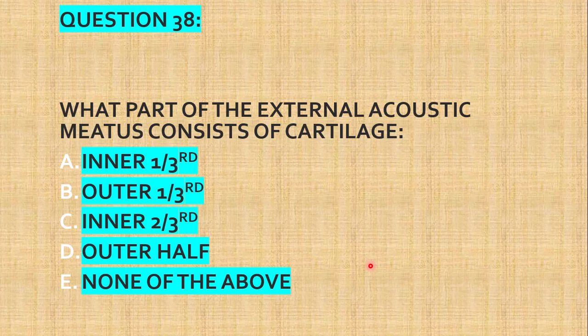Question 38. What part of the external acoustic meatus consists of cartilage? A. Inner one-third. B. Outer one-third. C. Inner two-thirds. D. Outer half. E. None of the above. Okay, so the cartilaginous part of the external acoustic meatus is the outer one-third. Option B is the answer.